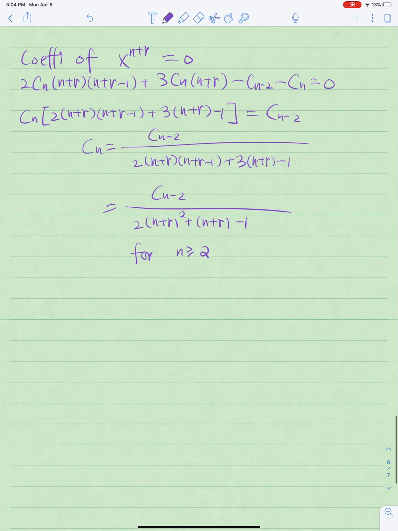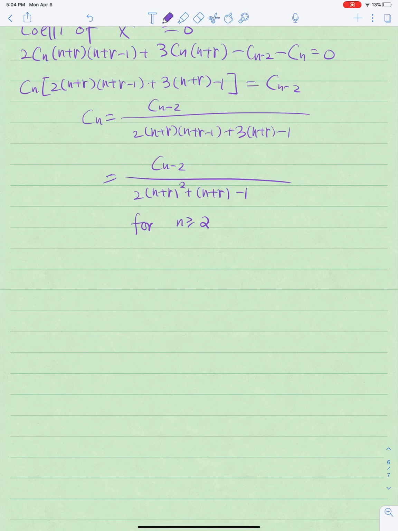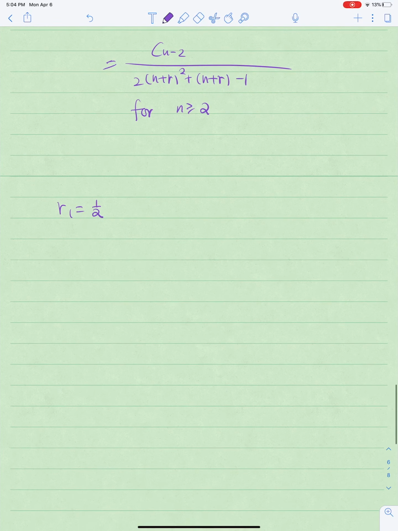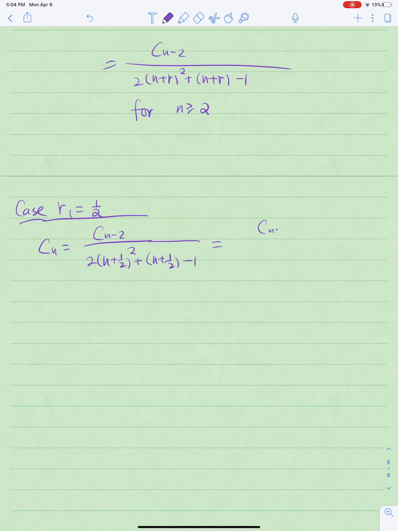So now we're going to consider each option for r. If r equals half, so this is our first case, then Cn is, by the recurrence relation, and then simplify. Here, I'm not going to go through the details of simplifying the denominator, but you can check. It's going to be simplified to be 2n squared plus 3n.